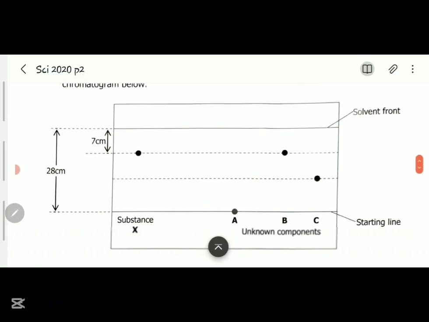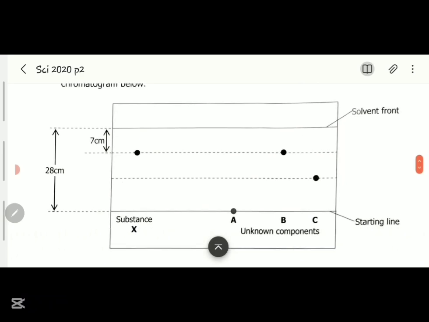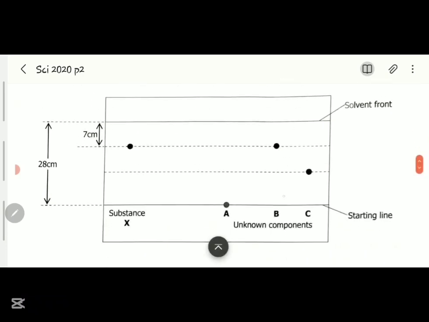So this is a chromatogram. Now, what is a chromatogram? A chromatogram is the final product, the final paper after chromatography has taken place. So it's the filter paper with all the dots, or all the results, after the experiment has occurred. So we have our filter paper there, and on the filter paper we have the substance that is being investigated, and it is substance X.